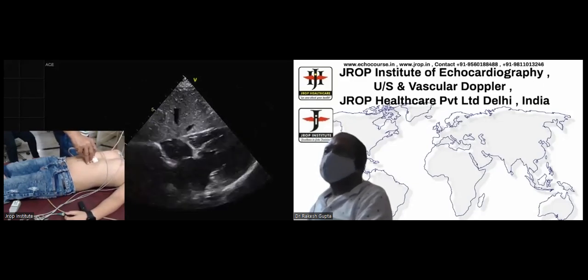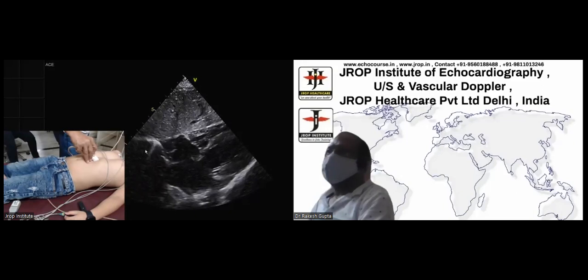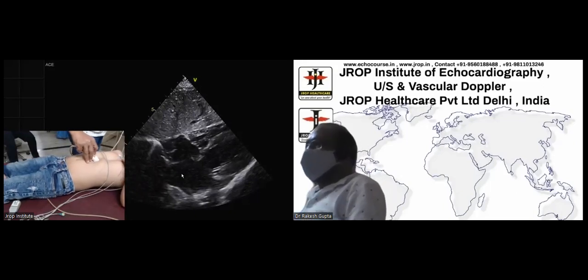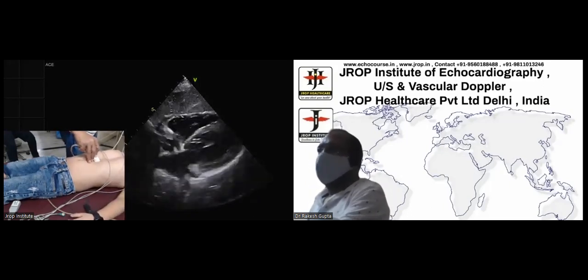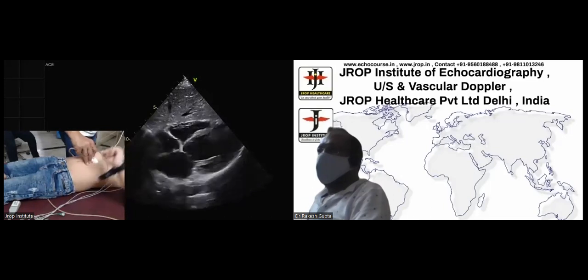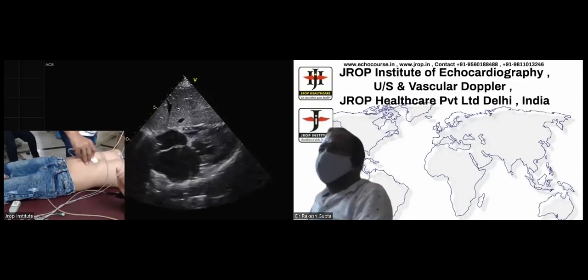So this becomes morphological RA. So this is morphological RA. The other structure has to be morphological LA. Fortunately, this is very clearly seen in this subject. Why am I saying fortunately? If you look very carefully, we can see a pulmonic vein right over here. We have an appendage right over here.